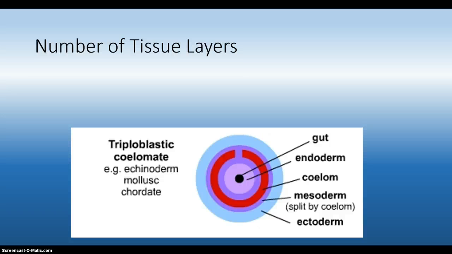The number of tissue layers. The embryo starts off as a ball of cells and develops into different cell layers. A triploblastic organism has an internal fluid-filled body cavity, which is called the coelom. The tissue layers are the endoderm, which is the digestive tract, the mesoderm, which are the internal organs, and the ectoderm, which is the skin and nervous system.